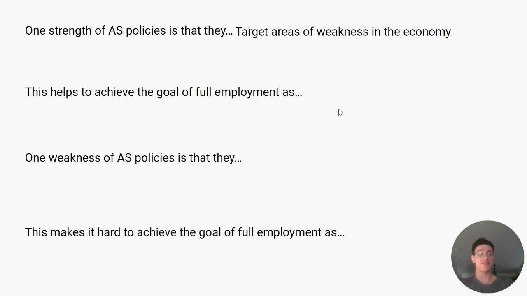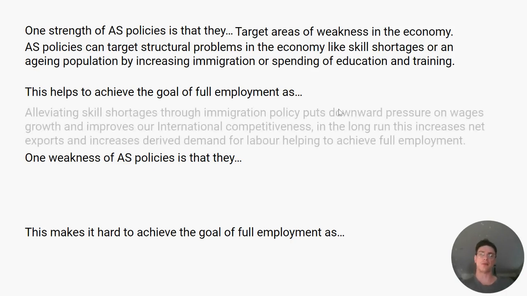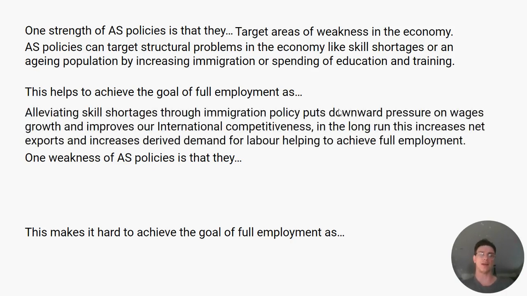So the strength I've used is it can target areas of weakness, and that's pretty much all aggregate supply policies. They can target structural problems, skill shortages and an aging population. And I've even given an example of two types of policies that do this, immigration and spending on education. Now I need to show how this helps to achieve the goal of full employment. The best way I like to do this is just to go through the aggregate supply argument. Here you're making the argument where you say, well, international competitiveness will be improved and therefore more derived demand for labour and will achieve our goal.